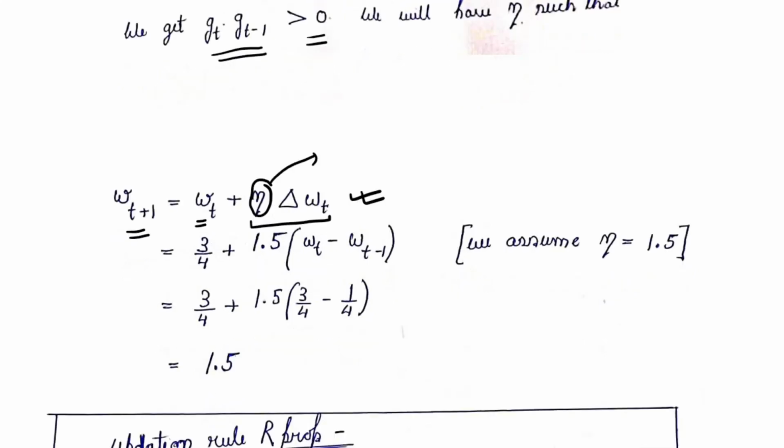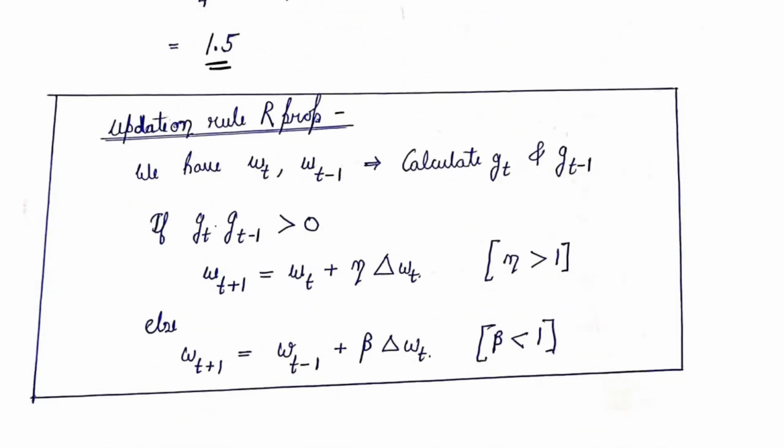Now on solving it, we get the value of Wt plus 1 as 1.5. Now here is how the updation rule looks like. So we have Wt and Wt minus 1. We can calculate Gt and Gt minus 1.